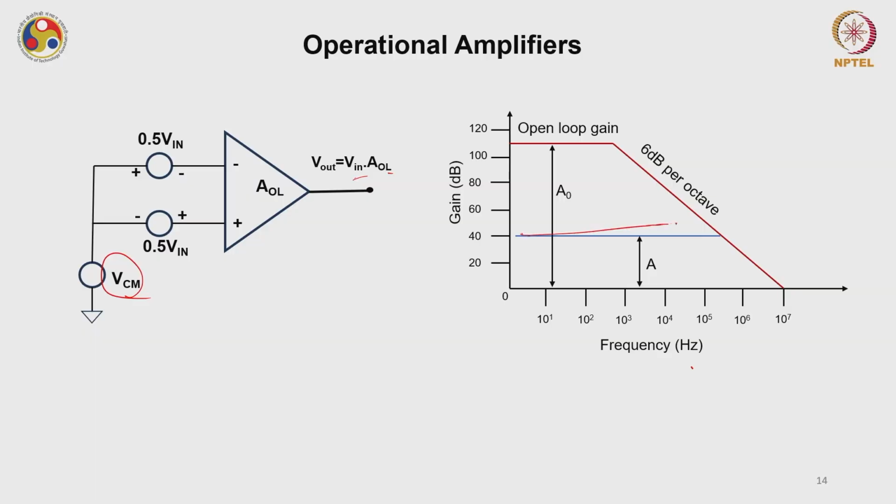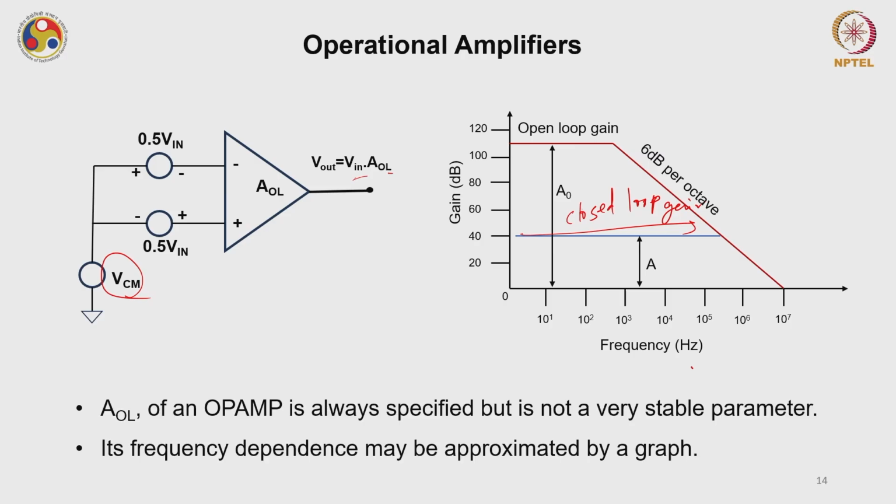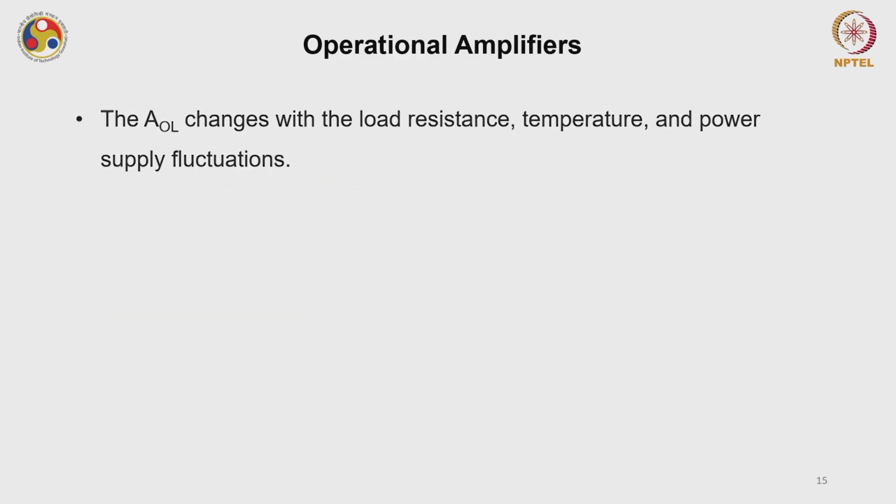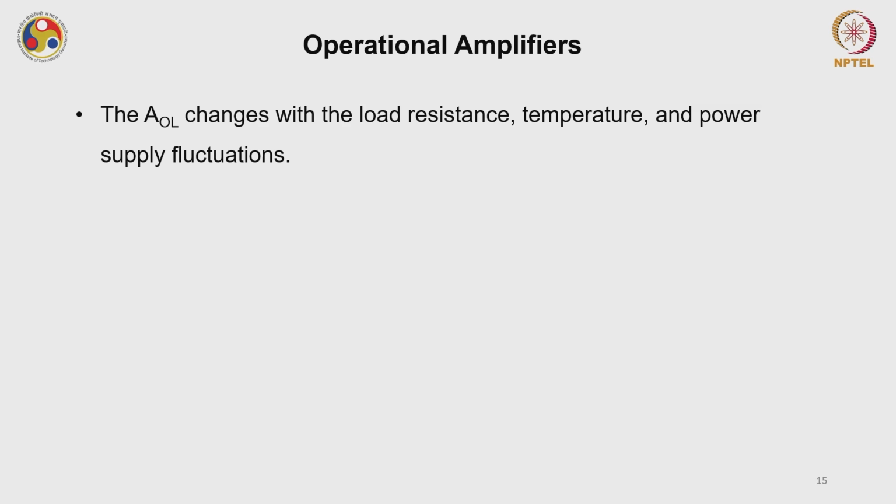Okay. So mostly you will find that these amplifiers do not operate in open loop condition, and mostly closed loop conditions are used. Okay. And for this reason, this blue line shows the closed loop gain. Okay, the closed loop gain. Alright. So the AOL of the op-amp is always specified but is not a very stable parameter, and its frequency dependency is shown over here. Apart from this, I have mentioned that it is also susceptible to change in temperature and other ambient parameters, okay, including the power supply fluctuation.